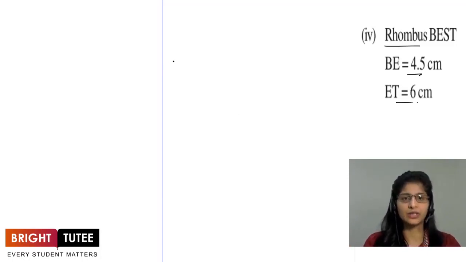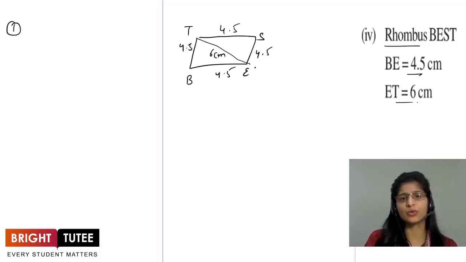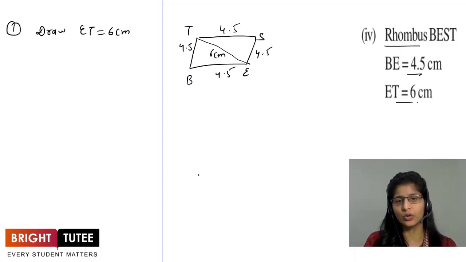So just to see here what we will do. If I try to draw the rough sketch, suppose this is BEST, just a rough sketch it is, and ET is 6 centimeter. If one side is 4.5, all the other sides are going to be 4.5. So let's draw the exact figure. So first step, we have to draw the diagonal. You will write draw a line segment ET of 6 centimeter. So let us draw ET, and it is to be of 6 centimeter.